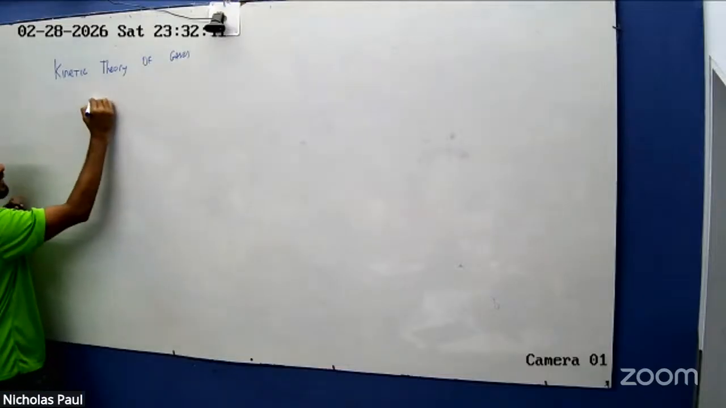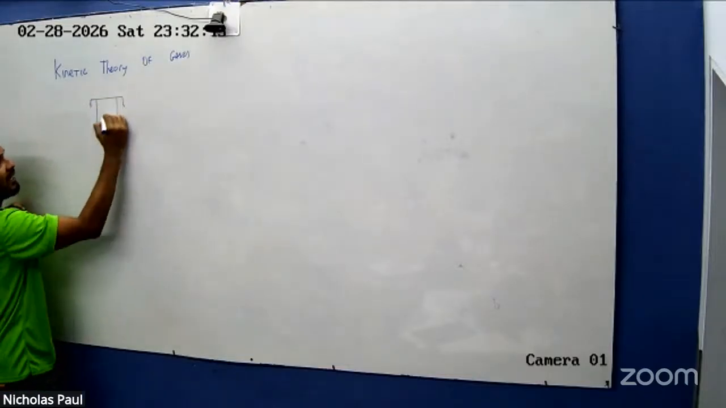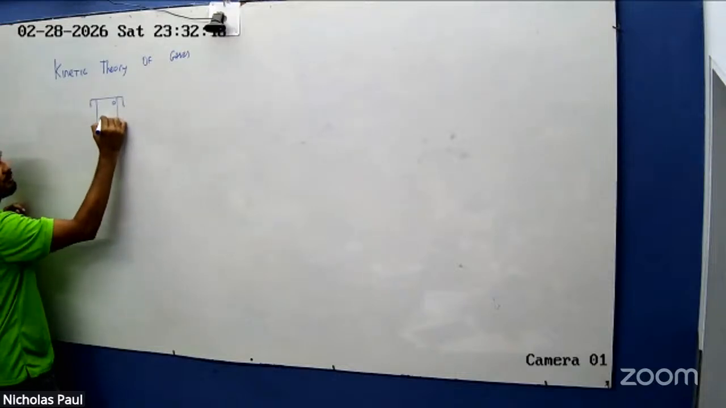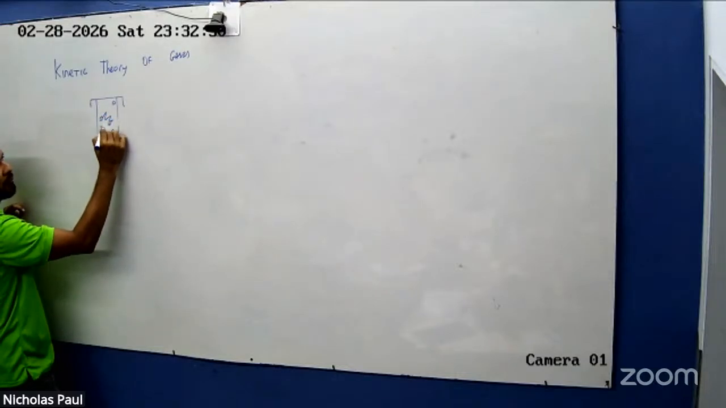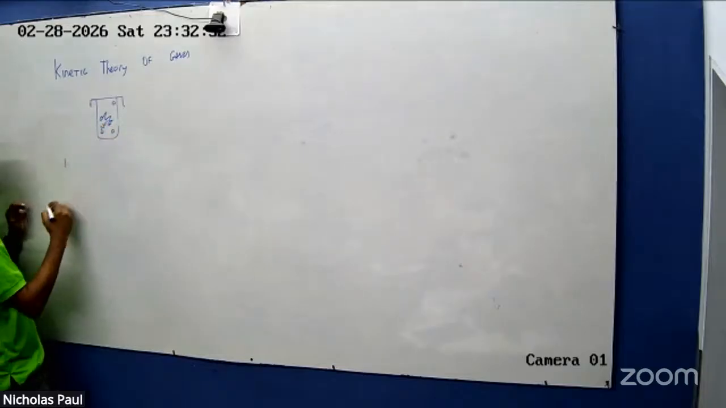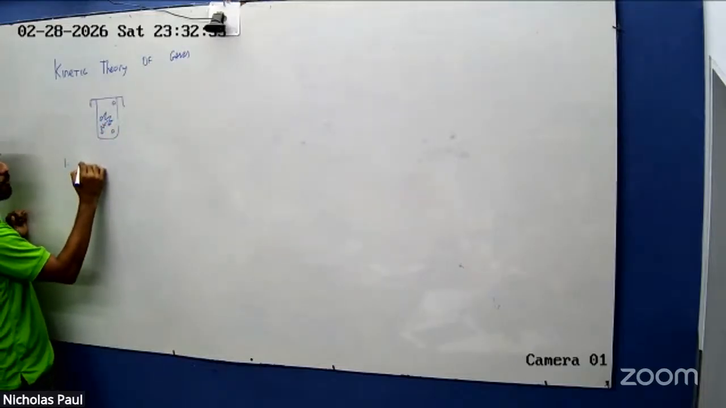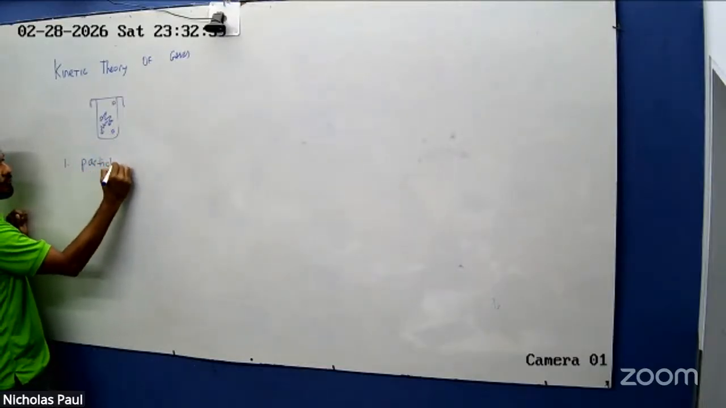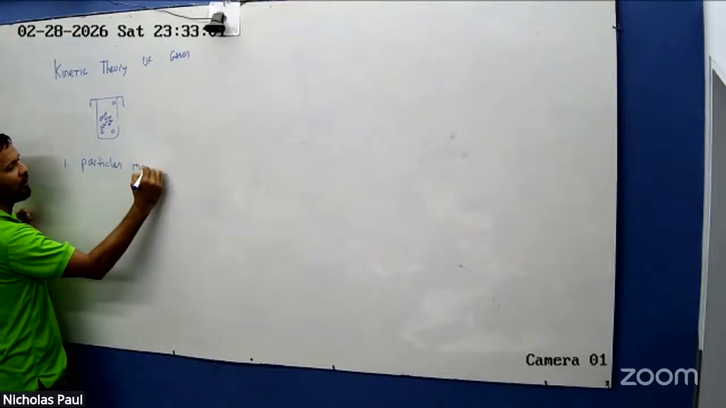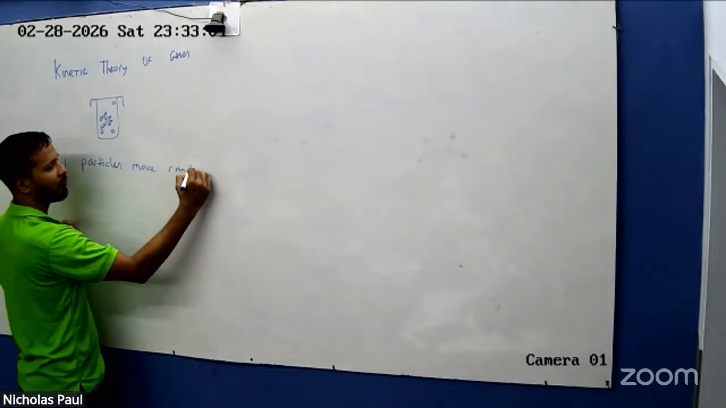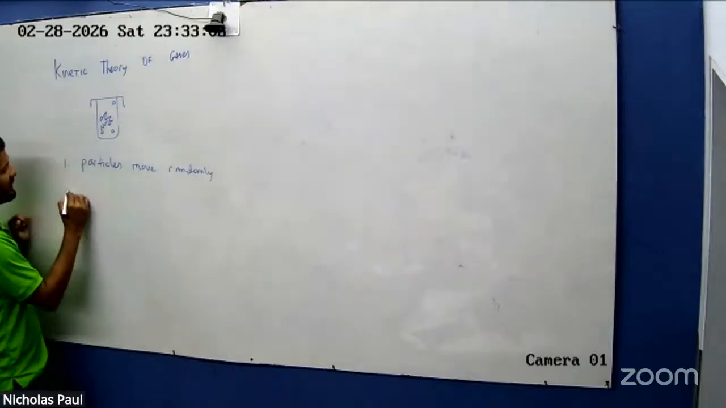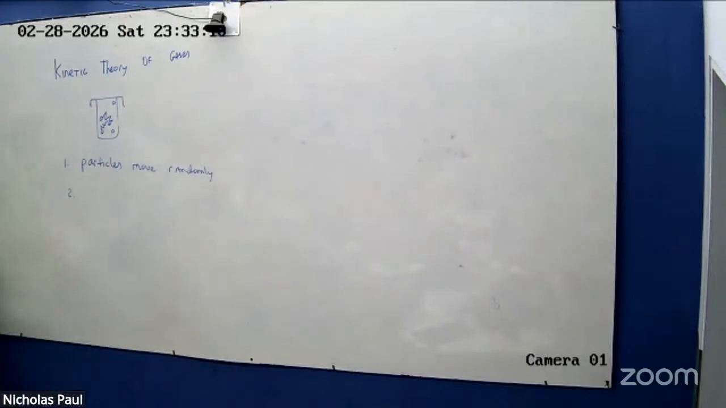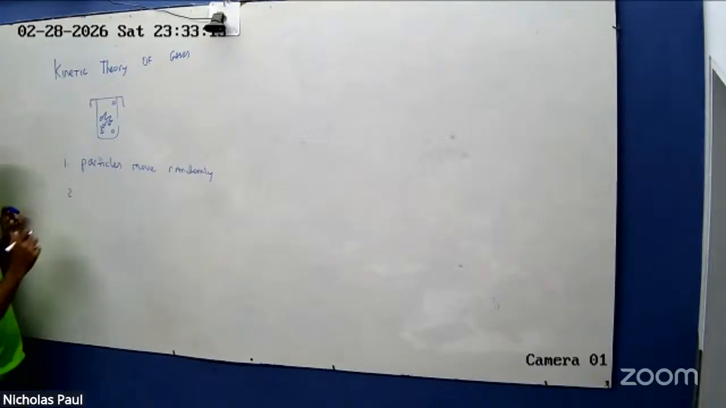So we said that if we have a container and the container has gas particles in here, those gas particles move randomly. So the first thing we could say is that the particles move randomly, right? Second thing we could say, because they move randomly, what keeps happening? Collision. Right?